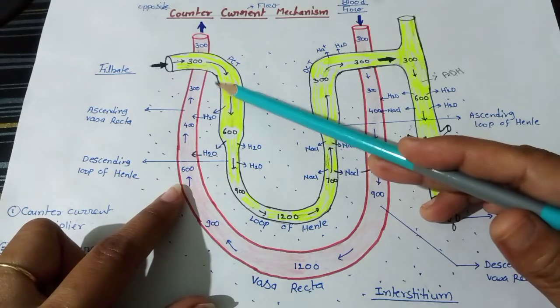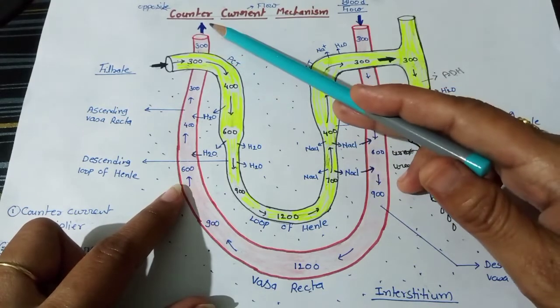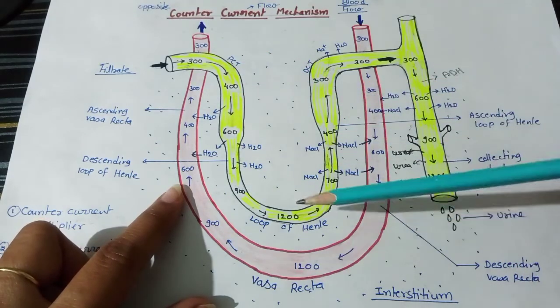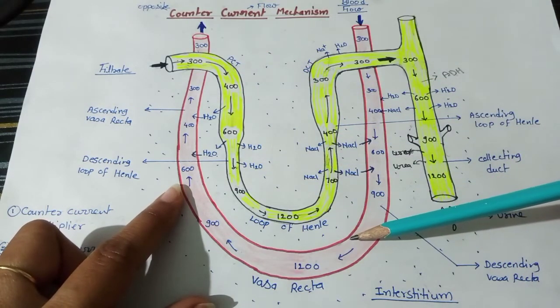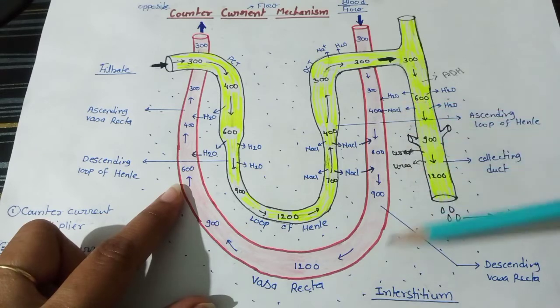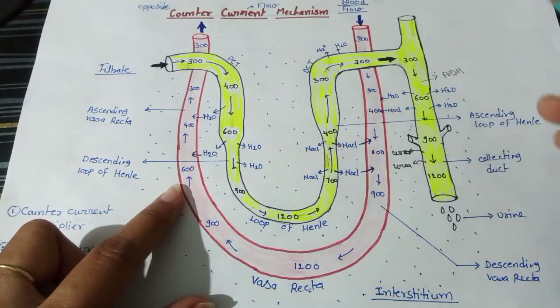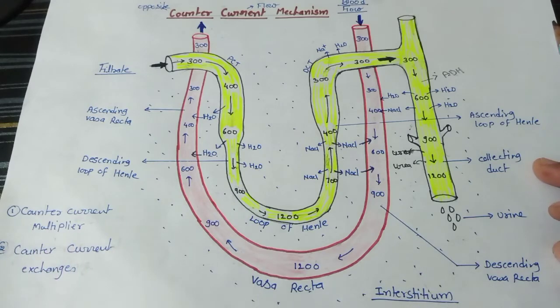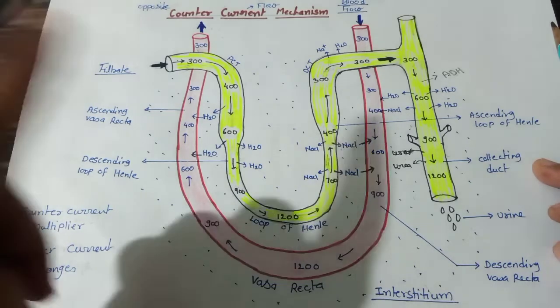Now the blood of 300 is entered in the renal vein. This blood is going to enter the renal vein. So this is all about the counter current exchanger. Okay. So now I just summarize it. There are two steps: counter current multiplier and counter current exchanger. Counter current multiplier is done in the loop of Henle.